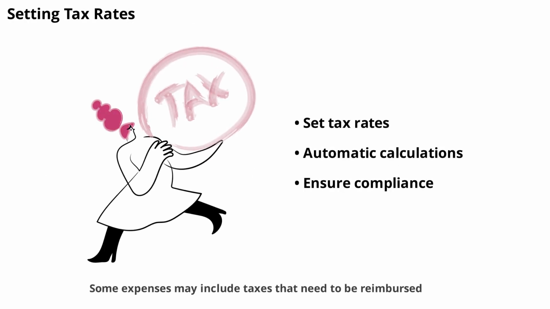Some expenses may include taxes that need to be reimbursed. Invoicing software often lets you set tax rates for different categories. Enter the applicable tax percentage, and the software will calculate totals automatically.